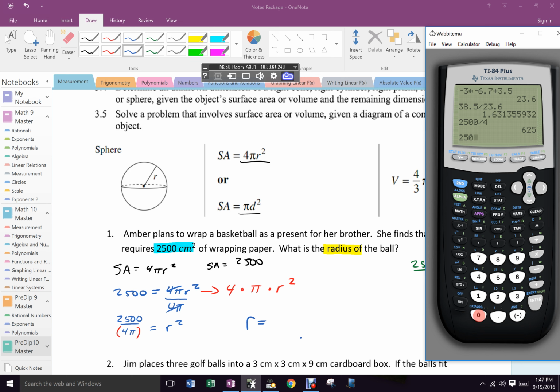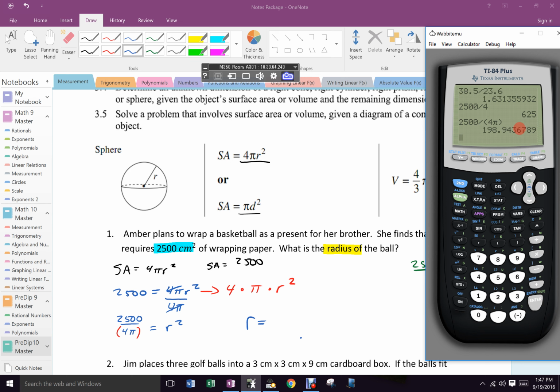2,500 divided by. Now, what do I have to do to make sure it divides by both? I gotta bracket it. Bracket 4. Now, my calculator's cool. I can just go 4 pi. I don't have to do 4 times pi divided by. Now I get an answer.